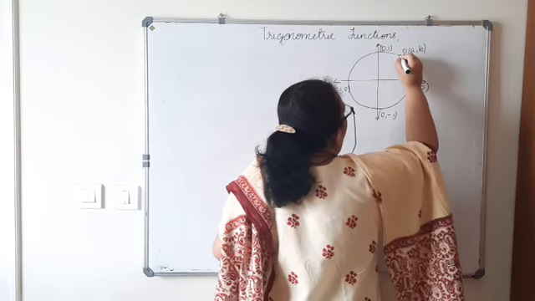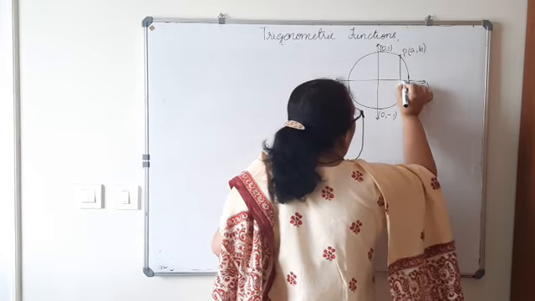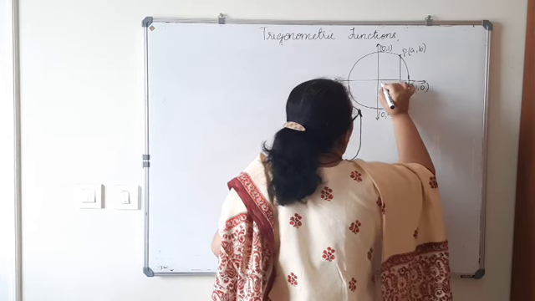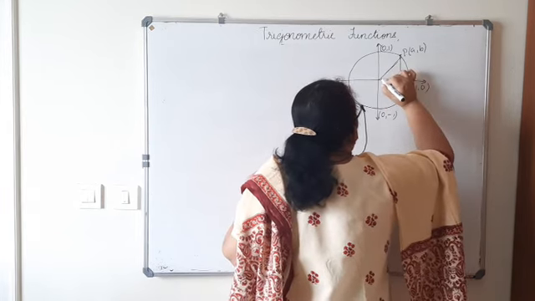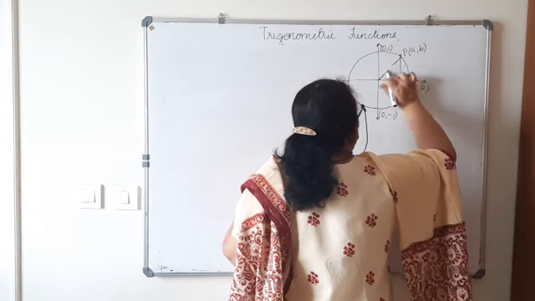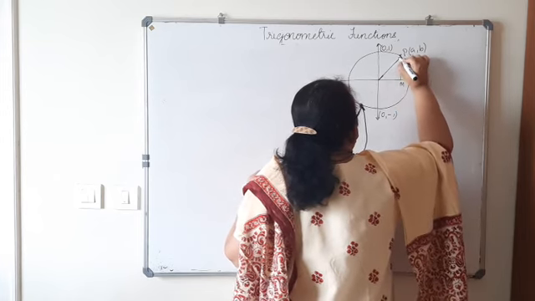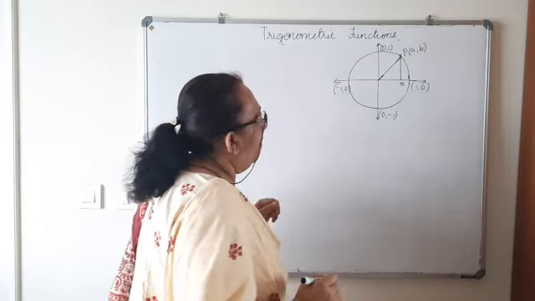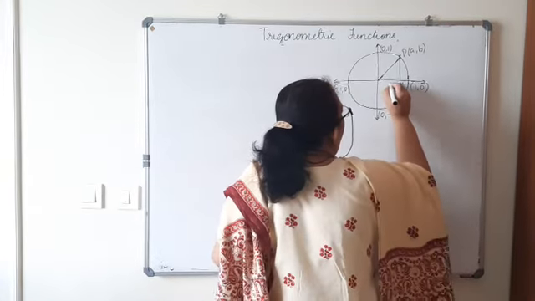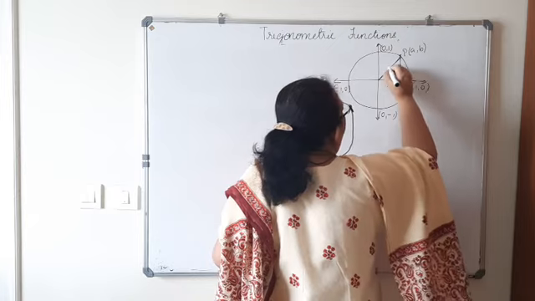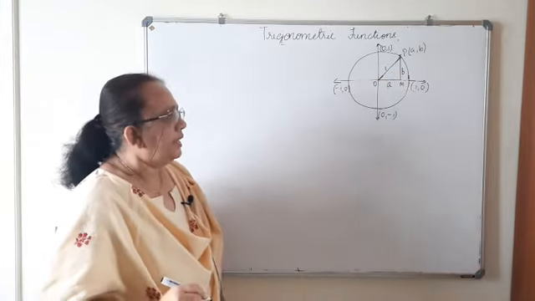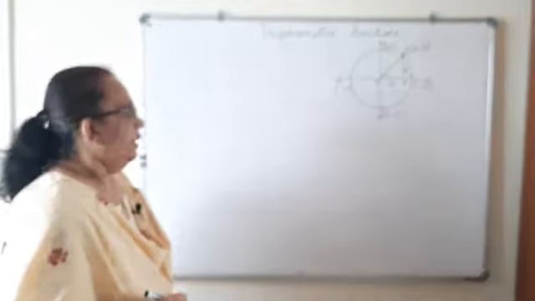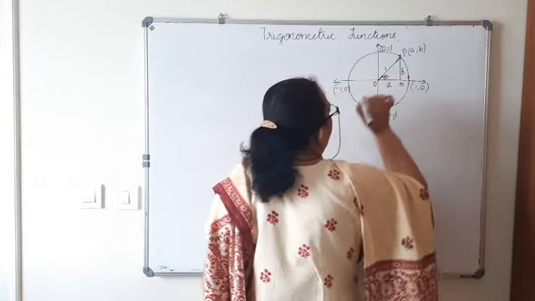Now from P you draw a perpendicular. Let it be equal to PM. PM is equal to A, MP is equal to B, and OP is equal to 1 because OP becomes the radius and it is equal to 1. Now let this angle be equal to theta.